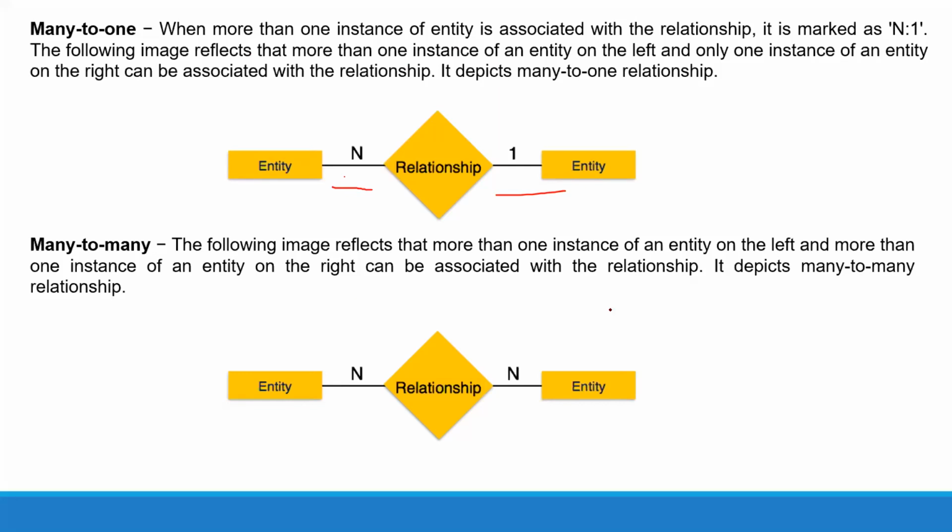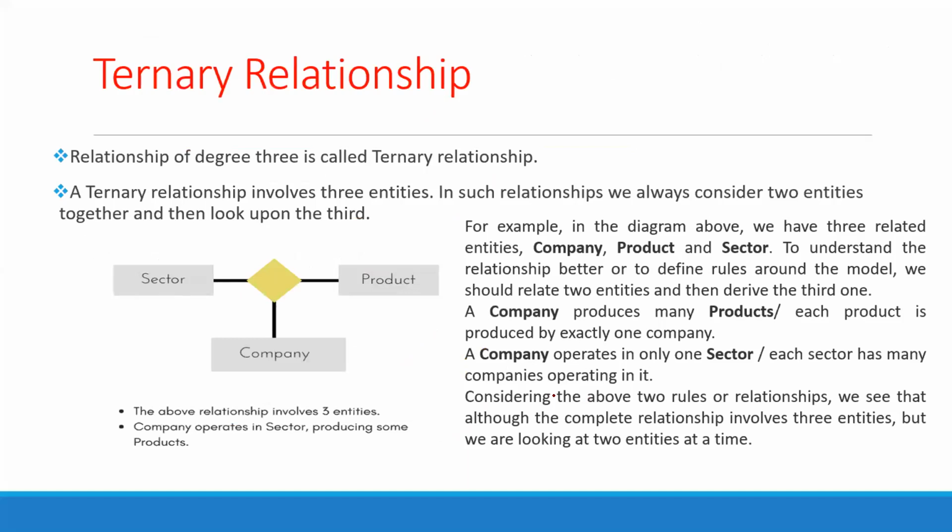Here, many to many, so that means the left side also has many instances, and the right side also has many instances. Example: students assigned projects. Projects are many, students are many, and the assigned relationship involves more than one instance on the left and also on the right. So this relation we can call a many to many relationship. And next, ternary relationship.